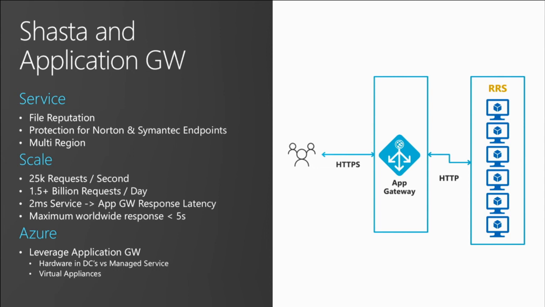As we take a look at Shasta, this is probably one of our most important services. It's file reputation. It's how Symantec actually protects endpoints. This is for all of SEP, so this is enterprise customers too. It is actually very large traffic. We see about 25,000 requests per second. When Microsoft ships a Windows update, we see 90 to 130,000 requests per second because we're scanning all those files that are now being discovered on people's machines and updated.